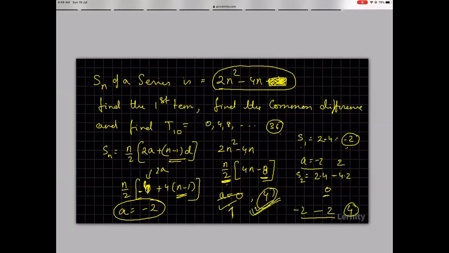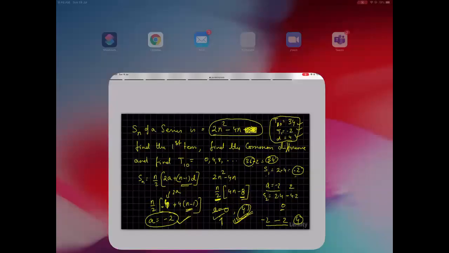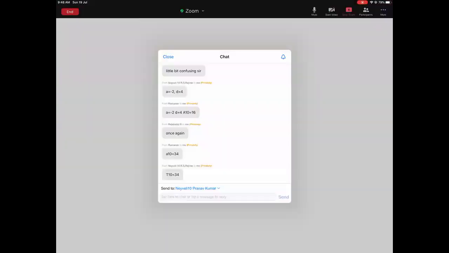The first term is minus 2. And when I find out T10, it should be 36 minus 2. 36 minus 2 will be 34. So T10 is equal to 34. T1 is equal to minus 2 and the common difference d is equal to 4. So this is how you go ahead with it. 34, minus 2, a little bit confusing.